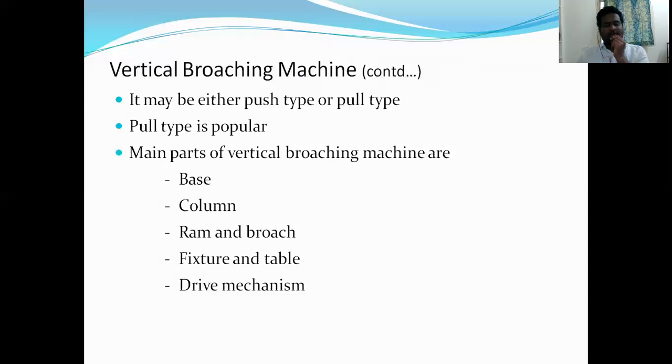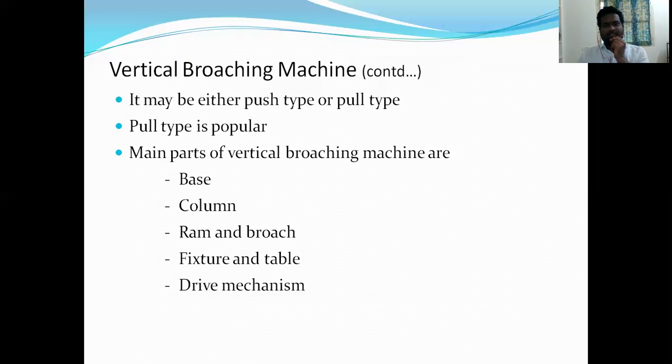The base supports all the other elements. The column supports the cutting tool, and it supports the ram also. On that ram the broach tool moves. Instead of cutting tool, we should call it the broach tool. On the base there is a fixture and table, and on that fixture we fix the workpiece. According to the action of the ram, the broach tool moves with reciprocating motion, and with that reciprocating motion the manufacturing process is done and metal removal takes place.